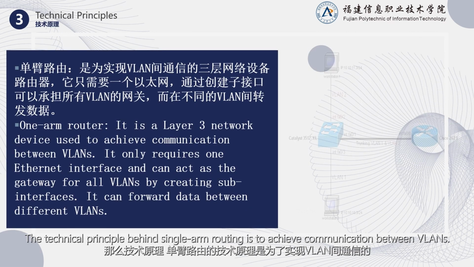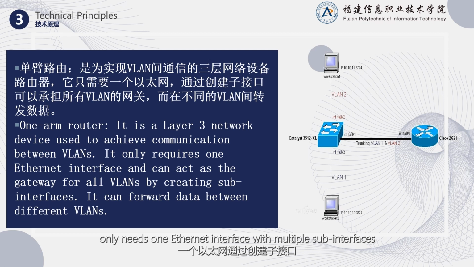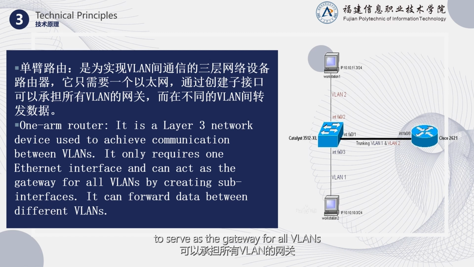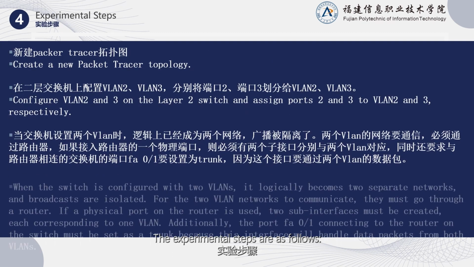The technical principle behind single-arm routing is to achieve communication between VLANs. A Layer 3 network device, such as a router, only needs one Ethernet interface with multiple sub-interfaces to serve as the gateway for all VLANs and forward data between different VLANs. The experimental steps are as follows.